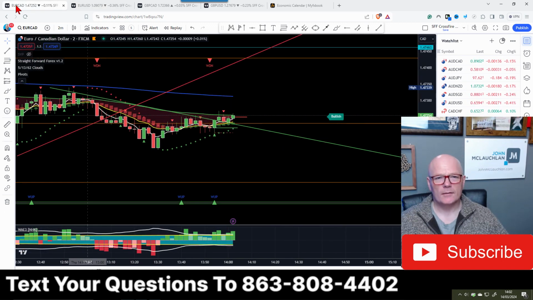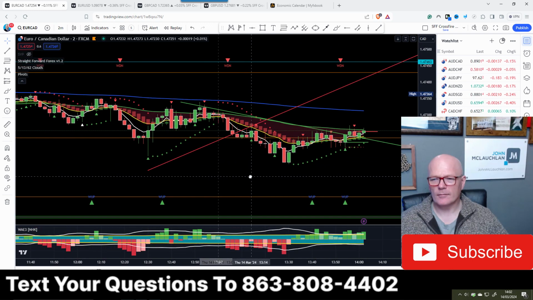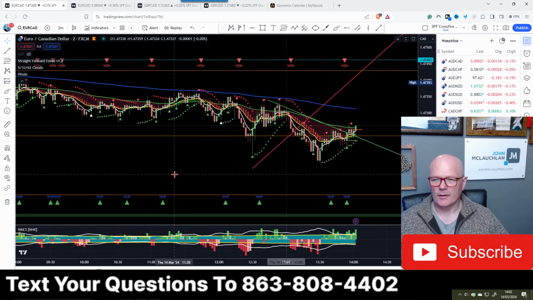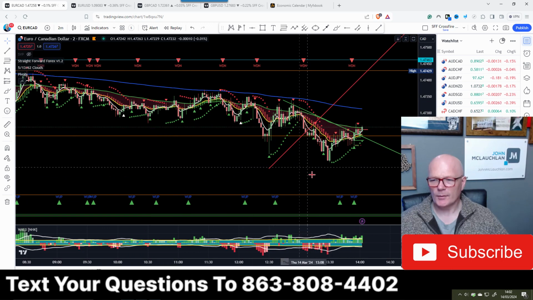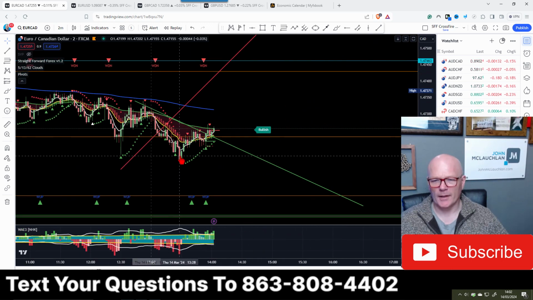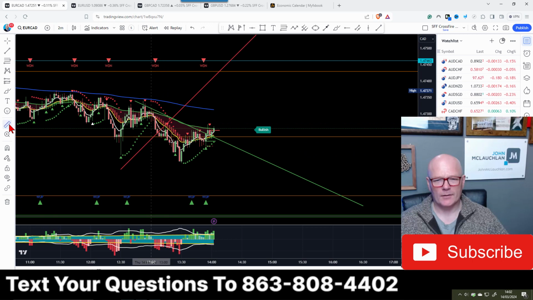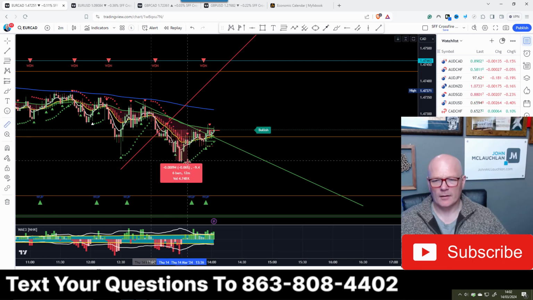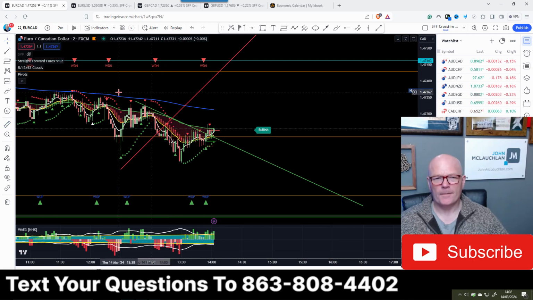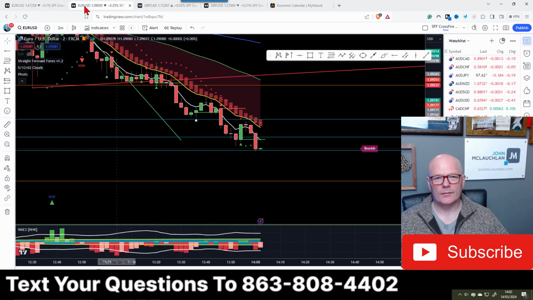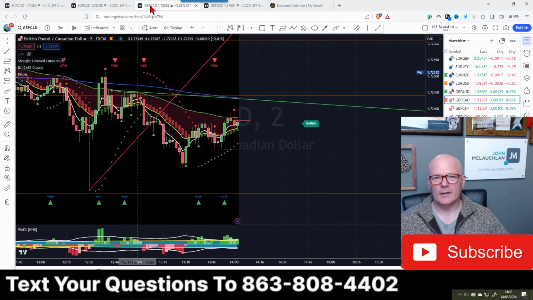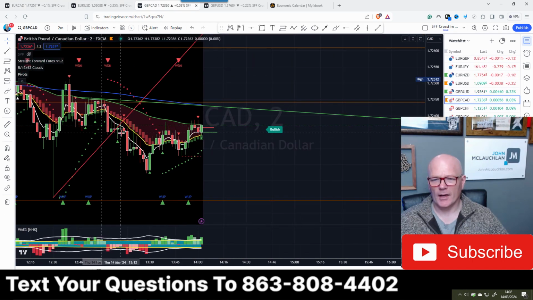So quick look at the rest. Euro CAD still consolidating. Doesn't really do anything. I mean, we've got a bit of movement here. This is about 10 pips of movement from around there. Yeah, 10. But other than that, nothing much. Euro USD we've been looking at. GBP CAD again very similar. About 10 pips of movement from there, and then pretty much sideways.